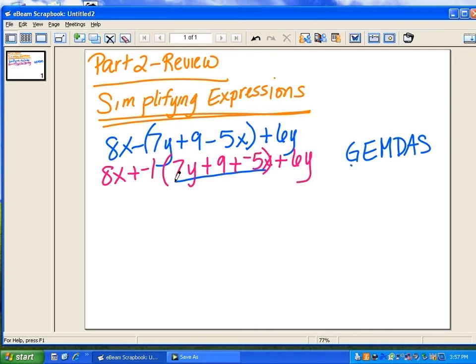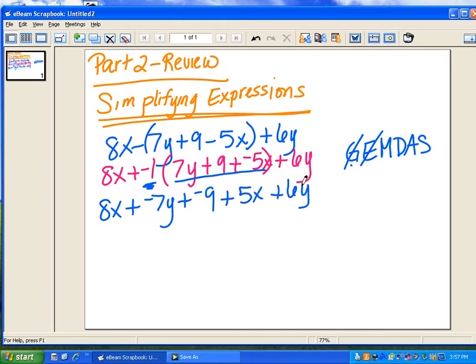No, there's not. The only thing that I can do to get rid of my parentheses is distribute this -1. So I'm going to cross off my grouping symbols, and I don't actually have any exponents. I'm going to take care of the grouping symbols just by distributing that -1. So I get 8x plus, and a -1 times 7y is -7y, and a -1 times a +9 is a -9. And a -1 times a -5 is a +5x, plus a 6y.